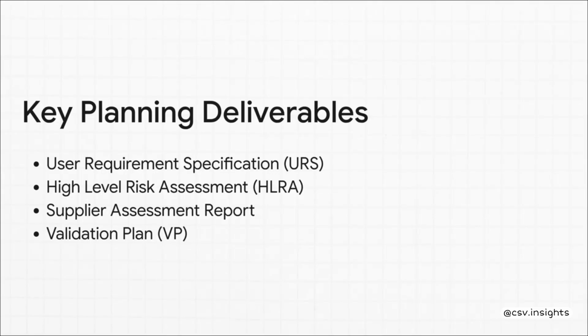During this planning stage, 4 absolutely critical documents get created. First, the URS. That's what the user needs. Then, a risk assessment to look for potential problems. A supplier assessment to make sure your vendor is legit. And finally, the validation plan, which is basically the master strategy for the whole thing.